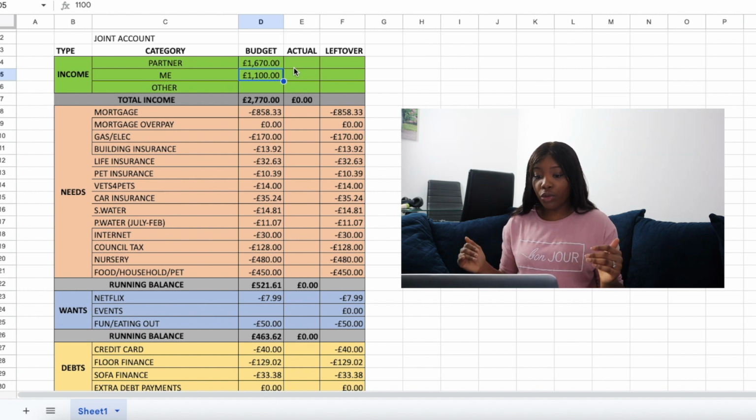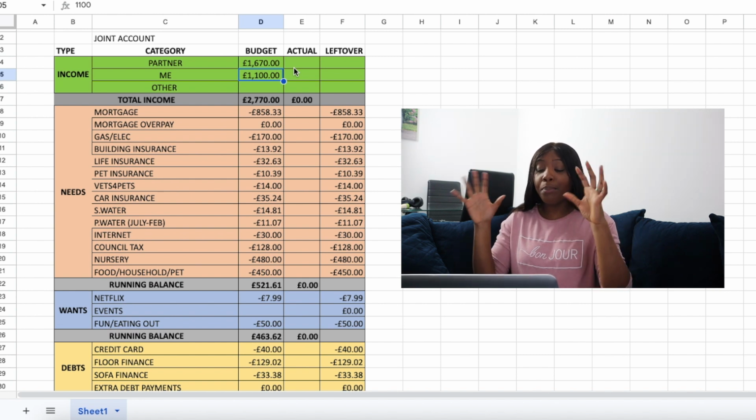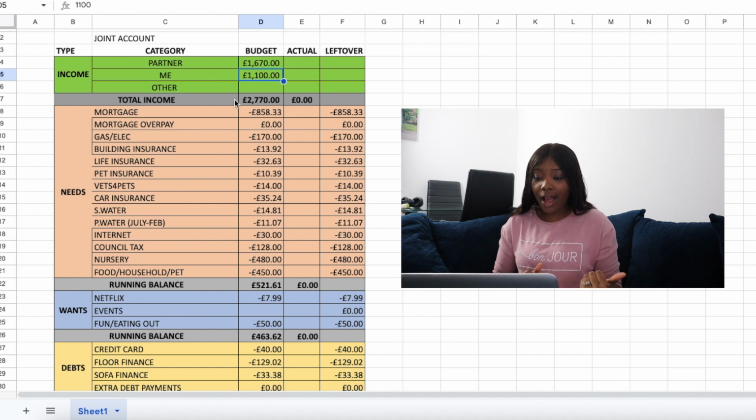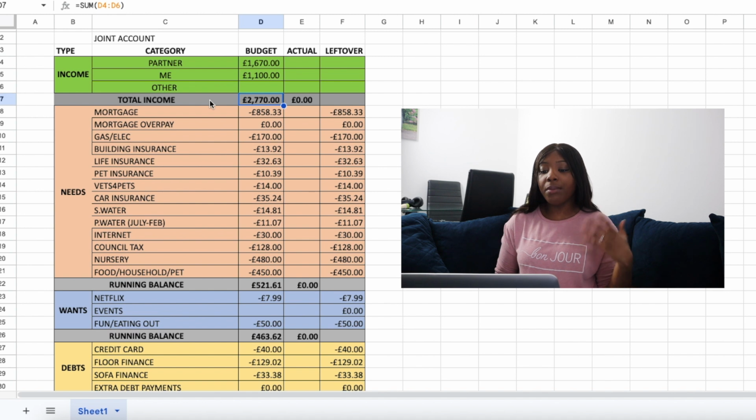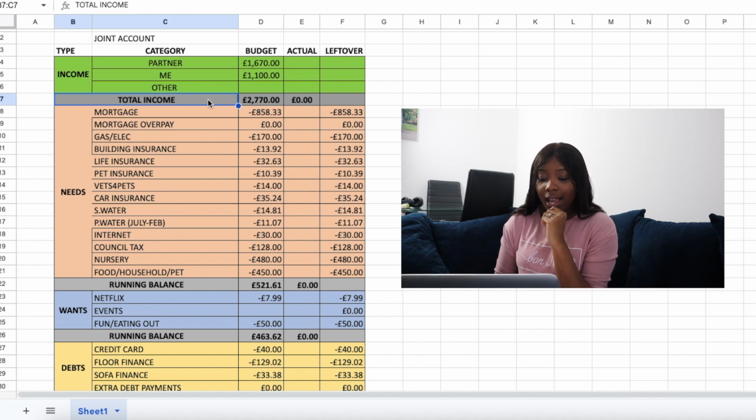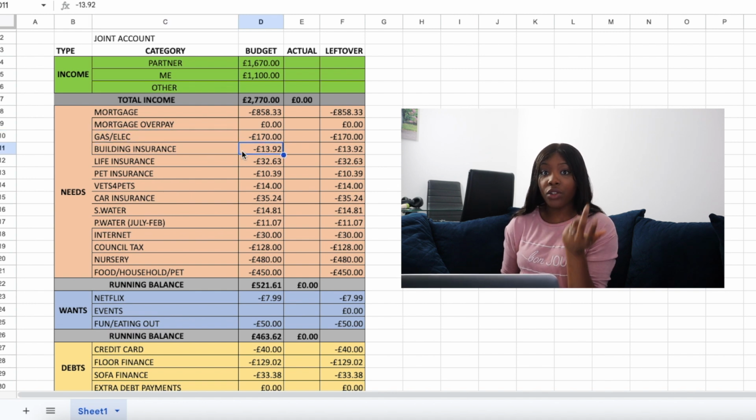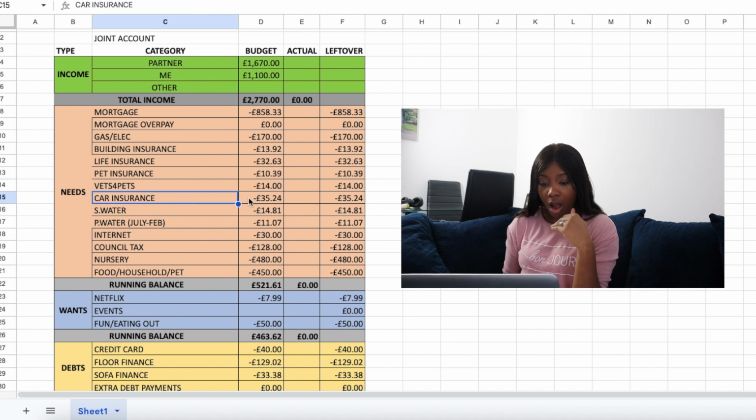So in terms of the joint account with the income, it looks like they've put in a certain amount to go into that account. For this one, it looks like 2,770 is the total for themselves and their partner. Now let's look down at the needs. They've got their mortgage, which is 853. They're not currently overpaying on their mortgage at the moment. They've got gas and electricity, building insurance, because obviously they have a mortgage, so you do need buildings insurance, which makes sense, life insurance, which is good, pet insurance, vets for pets, and car insurance.